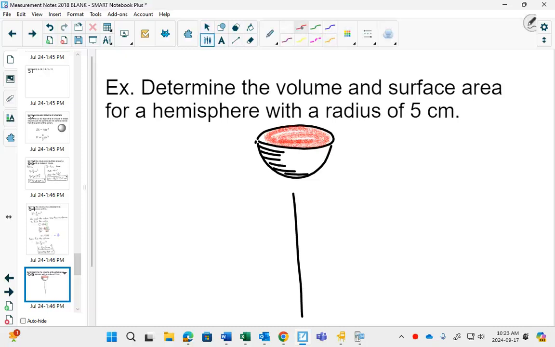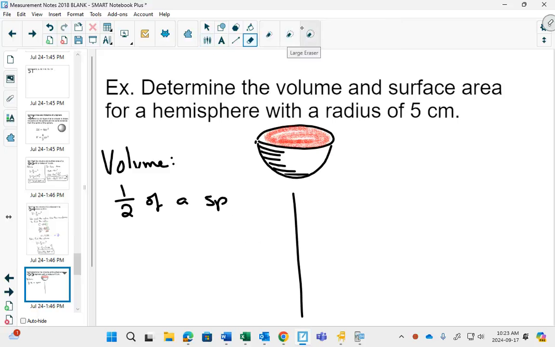Any idea how we could figure out volume if it's not on our formula sheet? Yes. Calculate the volume of the sphere and divide by 2. Yeah. So we're just going to take half of a sphere.